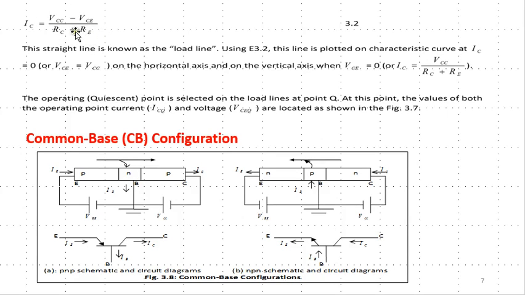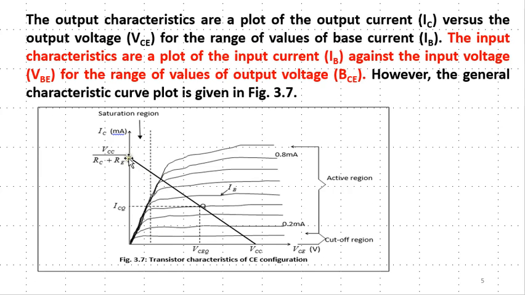Now, using this graph, if I want to draw my straight line, all I need to do is to find a point where it is on this vertical line. Whenever it is on the vertical line, the value of my VCE should be equal to 0. And to locate the point on the horizontal line, wherever we have that, my collector current is equal to 0.